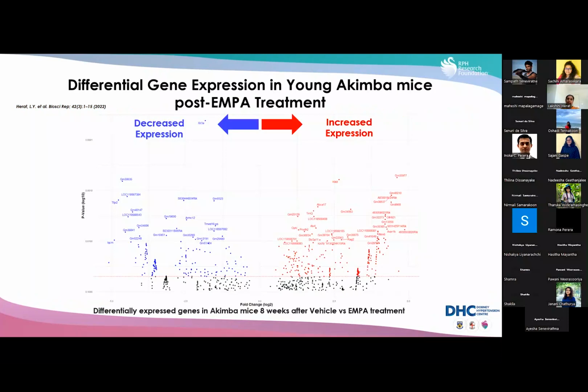We then looked at differential gene expression using the RNA-seq method. As seen here, the blue color dots indicate the group of genes that were decreased in this cohort, and the red color dots indicate the upregulated or increased expression of the genes in this cohort with the EMPA-treated mice.